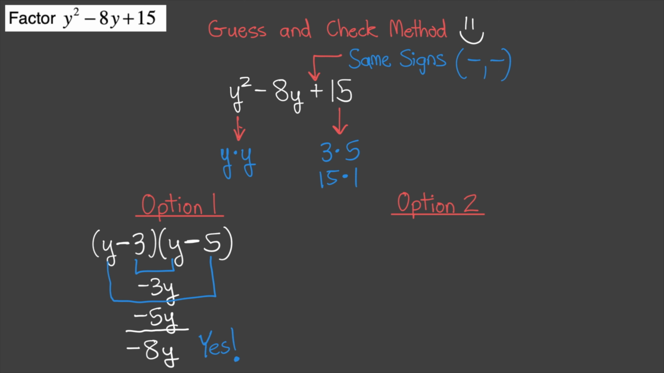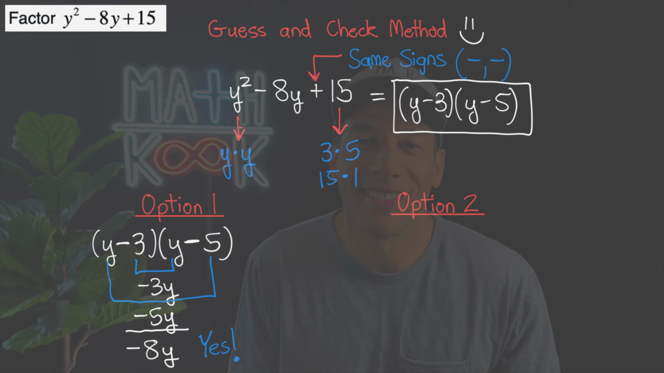So that tells us, going back to our y squared minus 8y plus 15, that means this guy works here. So I'll just say here, this equals y minus 3 times y minus 5. So there is our answer.